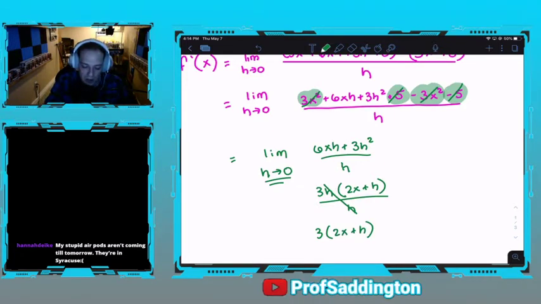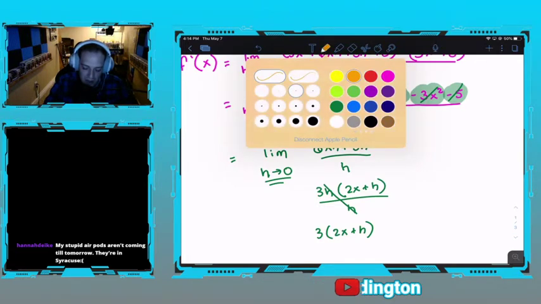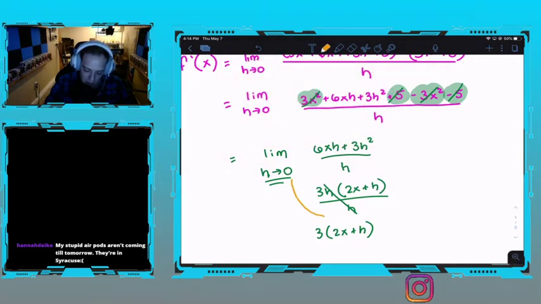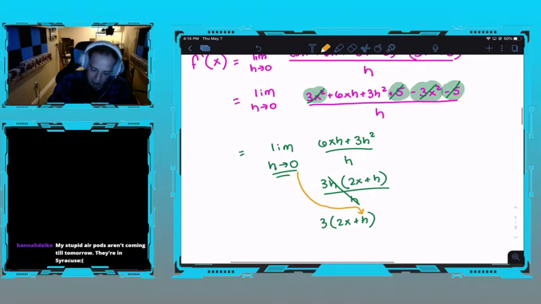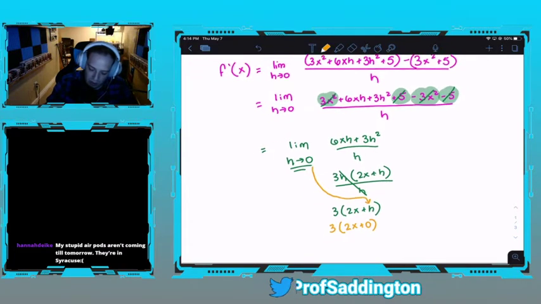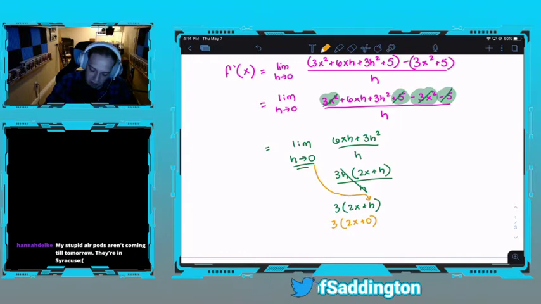Now, because we factored, we can take this 0 and plug it in for h, and now we can solve it out. So we'll have 3 times 2x plus 0. Well, if we distribute the 3, it looks like our answer is just going to be 6x.